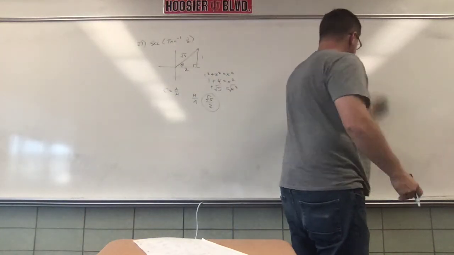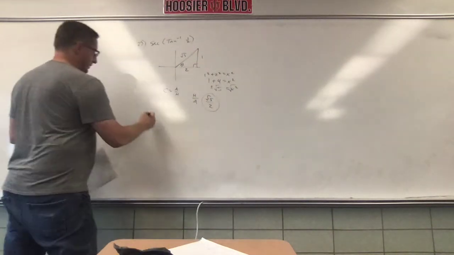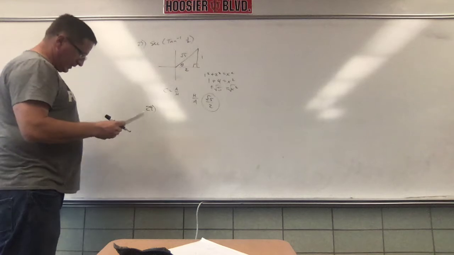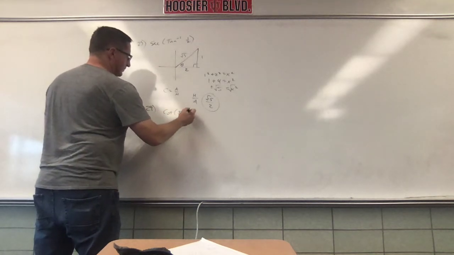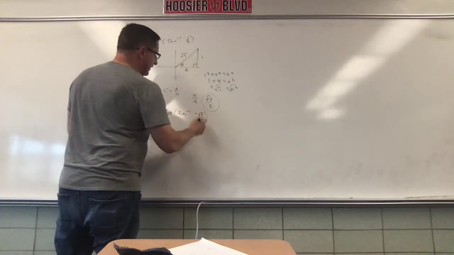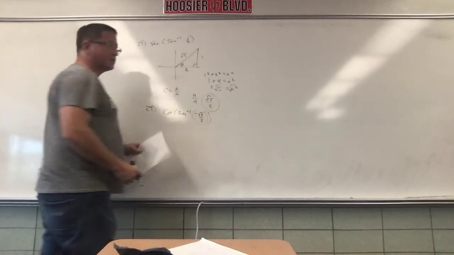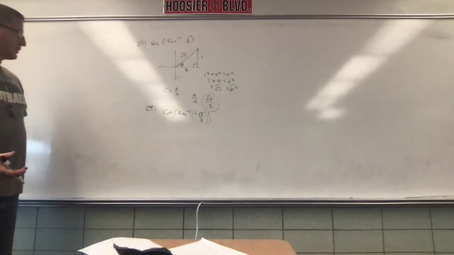Okay, number 29. It says the cotangent of the inverse sine of negative radical 2 over 3. Now you might be going, oh, well, there's negative radical 2 over 3's on our unit circle. No, there's not. There's radical 3 over 2's, not radical 2 over 3's.